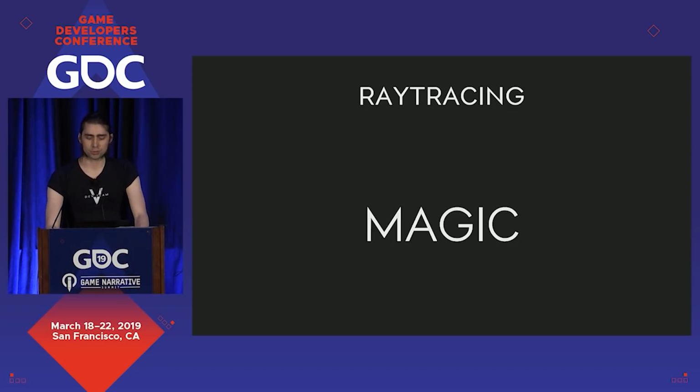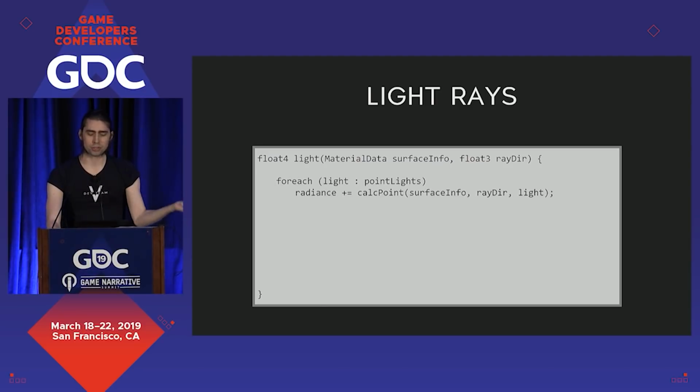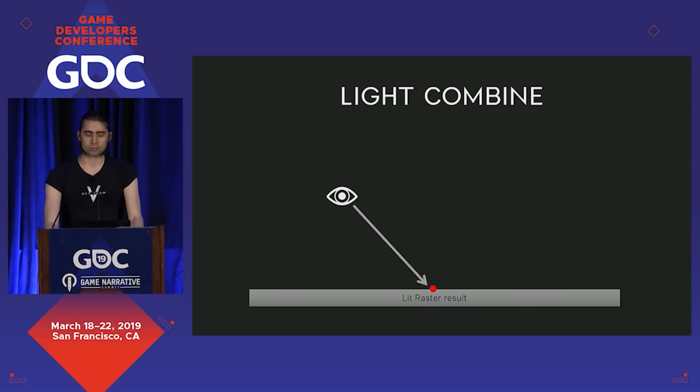Now we trace rays, don't really care, we get material back. Now we have to light it. To start out with, let's just look at the most simple thing you can possibly do. You loop over all your point lights, calculate the radiance for each, sum it up, loop over spotlights, loop over reflection volumes, and so on, and return the result. You're done. Great, we have a radiance value.